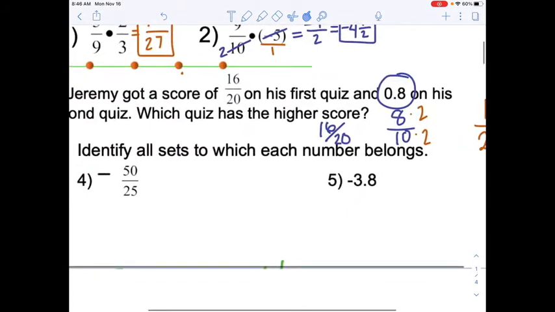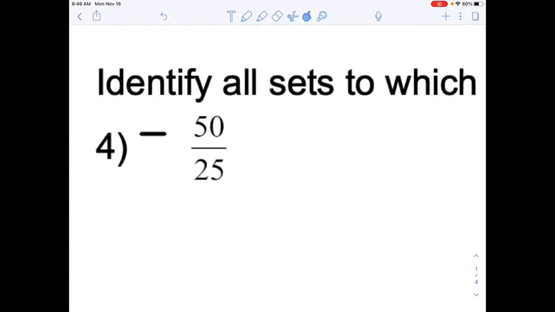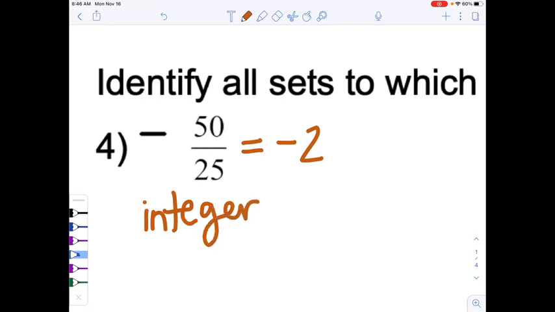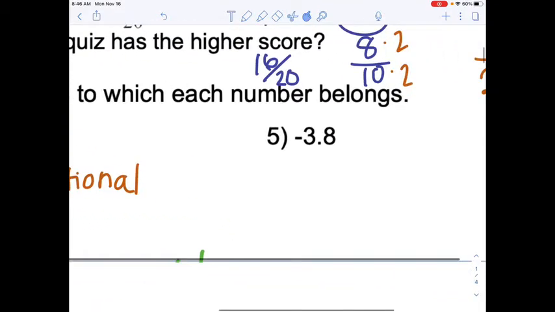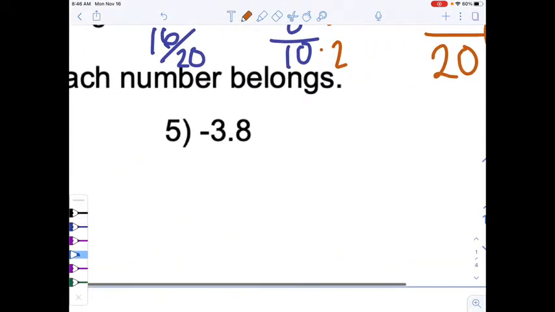And then this next problem, identify all sets to which each number belongs. -50/25. Well, it's a fraction, so we for sure know that it's rational. But 50/25 simplified is 2. So this is really -2. And we know that -2 is an integer. And if it's an integer, then it's also rational. -2 is not natural, and it's not whole because it's a negative. Then we have -3.8. Remember that decimals that end are rational.